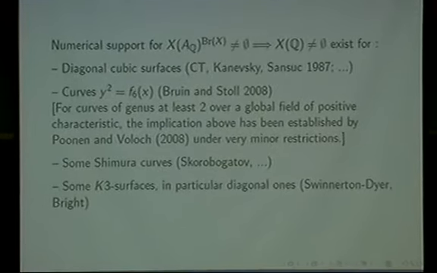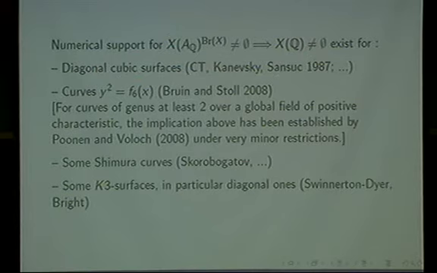Okay, so some numerical support for this implication. It exists for diagonal cubic surfaces, so this is something we did quite some time ago. And more recently, a surprise has crept up: people have started conjecturing that this implication, which is quite reasonable for curves of genus 1, should also be true for curves of arbitrary genus. And I can tell you that 10 years ago I would have thought this is totally crazy.